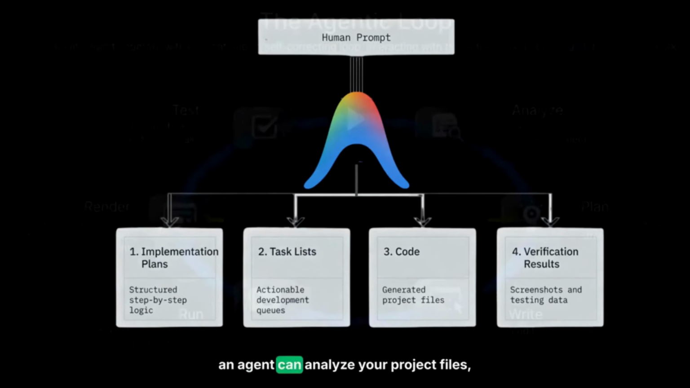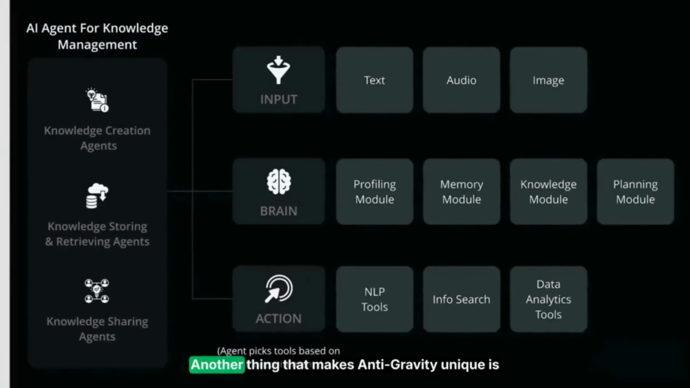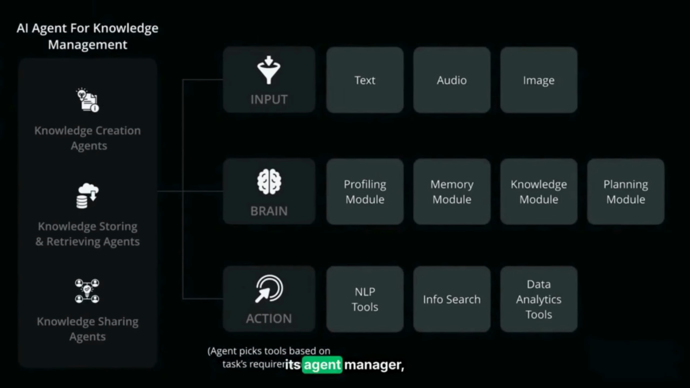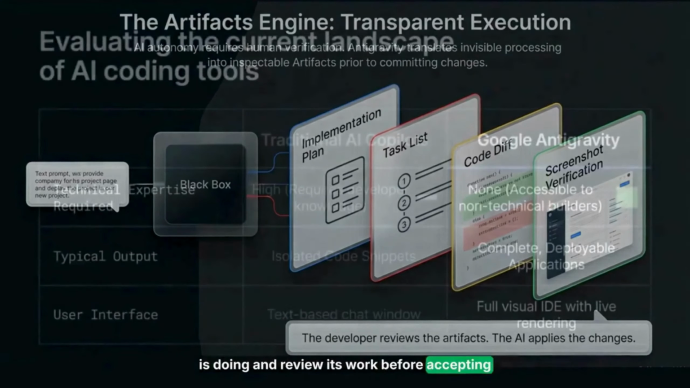For example, an agent can analyze your project files, create a development plan, write the required code, run the project in the terminal, open the application in a browser, and test whether the feature actually works. All of this can happen within the same environment. Another thing that makes Antigravity unique is its agent manager, which acts like a control center where you can run and monitor multiple AI agents working on different tasks or even different projects at the same time. It also generates something called artifacts, which include things like implementation plans, task lists, screenshots, and verification results. These help you understand exactly what the AI is doing and review its work before accepting the changes.